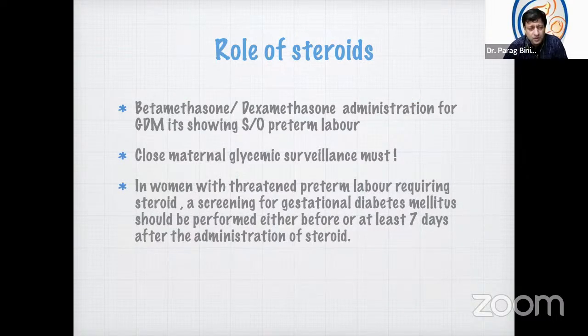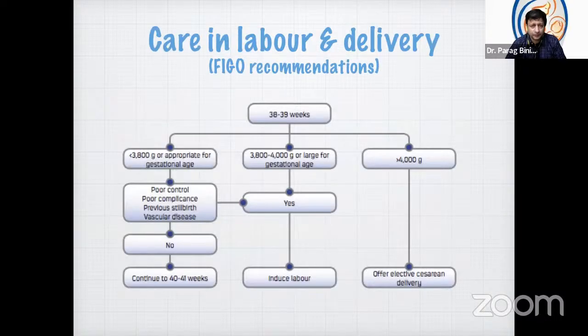Coming to the role of steroids, routine administration is not required. Only in women who show signs of preterm labor, we should offer them dexamethasone or betamethasone in the dose of 6 milligrams 12 hourly 4 doses, or 12 milligrams 12 hourly 2 doses. Close maternal glycemic surveillance is a must, so it may be a good idea for us to admit the woman and monitor her sugars closely. If she's already on insulin, we may have to increase the dose of insulin, especially when we administer steroids.